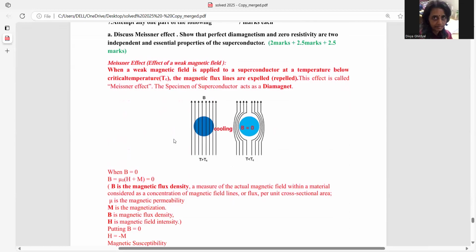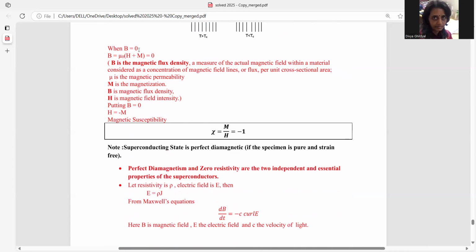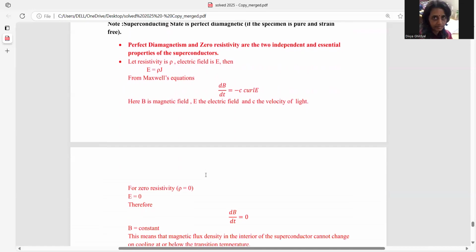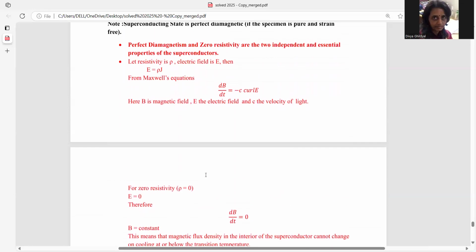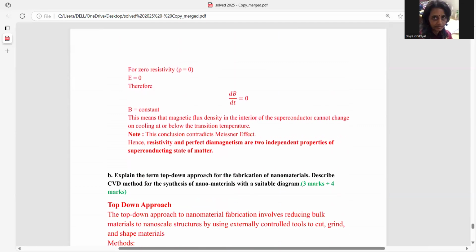Okay, Meissner effect, once again, try explaining it with the diagram. So you will get 2 marks for Meissner effect, 2.5 and 2.5 for perfect diamagnetism and zero resistivity. Simple, B equal to 0, B is mu naught (H plus M). And this you get as diamagnet. Zero resistivity. They are the two independent properties of superconducting state of matter.